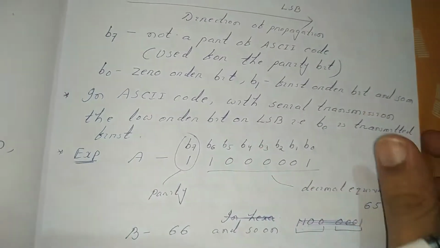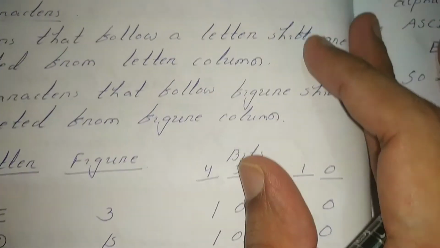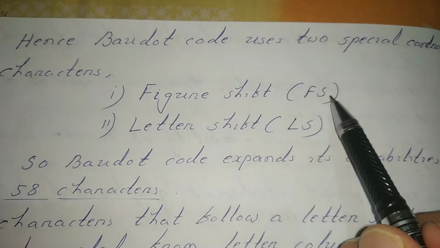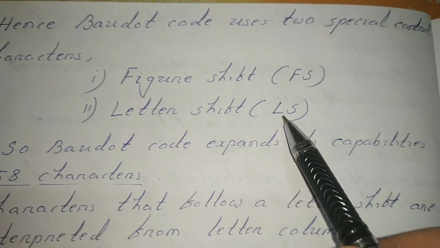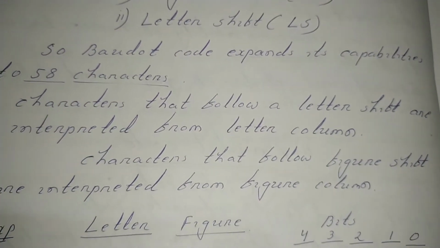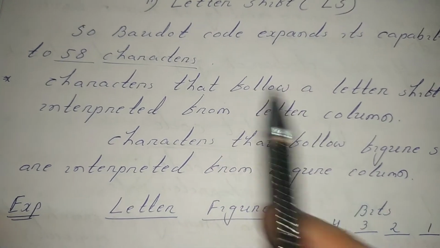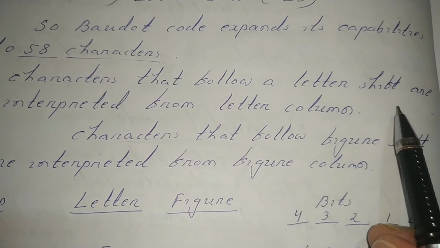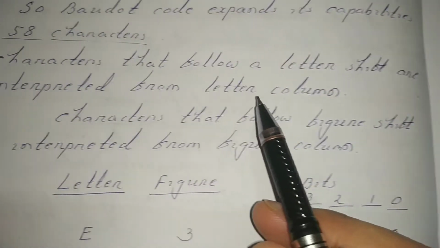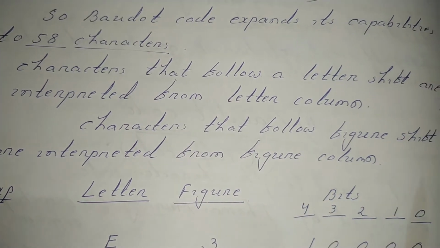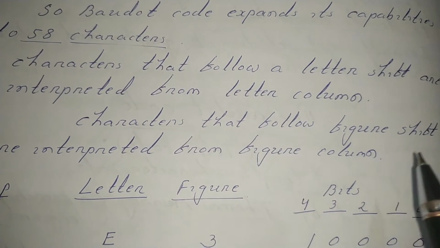To overcome that drawback, Baudot code used two special control characters. One is the figure shift or FS code, and the second is the letter shift or LS. So Baudot code expands its capabilities to represent 58 characters. The characters that follow a letter shift are interpreted from the letter column, and the characters that follow the figure shift are interpreted from the figure column.